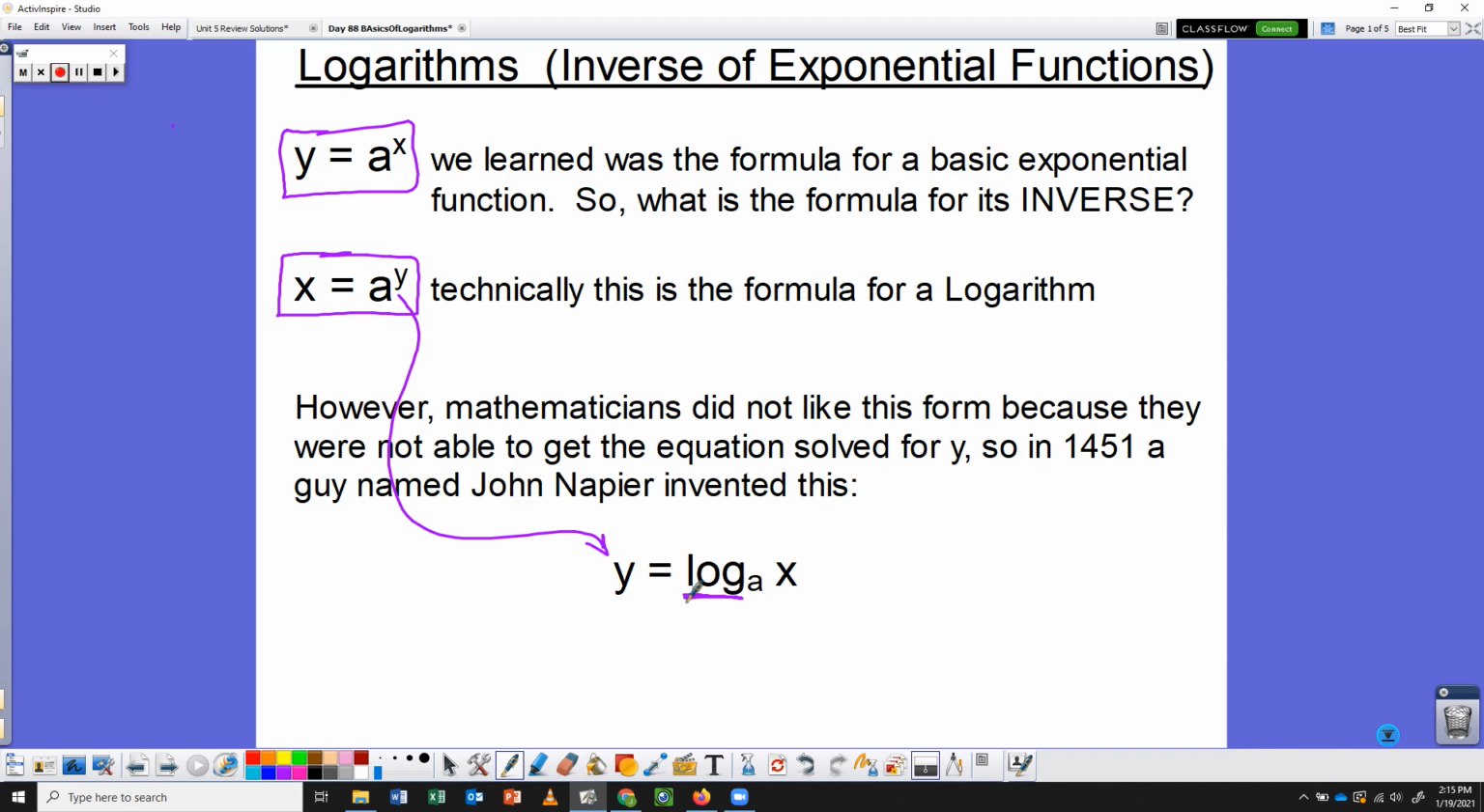The base of the exponential becomes the base of your logarithm, and the answer to that a to the y power goes next to your logarithm. So one of the first things that we have to understand when we're working with John Napier's form of logarithms is, where does everything go? What part of that is really the exponent, the y? What part of that was the base of the exponential, the a? And the x that's next to the logarithm is really what used to be the answer to that problem.